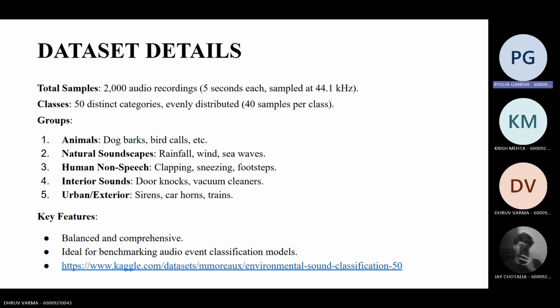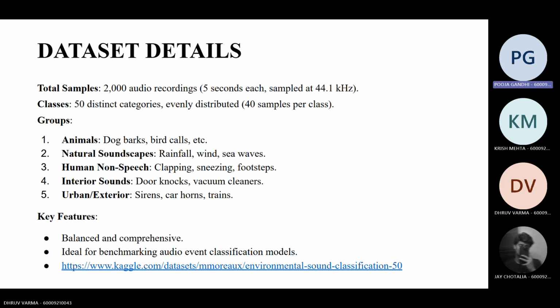Here come the dataset details. Our total sample is 2000 audio recordings, which are classified into 50 classes. Some of these include animals, natural soundscapes, human non-speech, interior sounds, urban sounds, etc. We took this dataset from open source Kaggle.